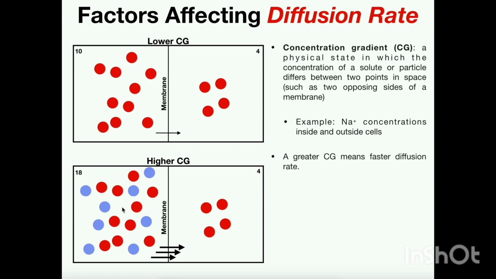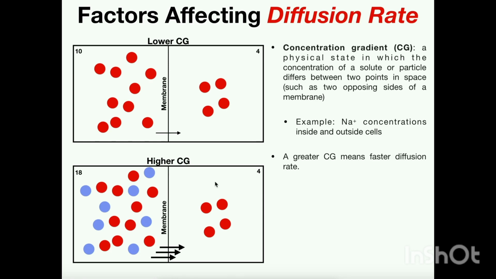So therefore, I have increased the concentration gradient. And we're still going to have net diffusion from left to right here, because that's from high concentration to low concentration, but the diffusion rate will actually be greater down here. So one way we could think about this is, the greater the discrepancy or difference between both sides of the membrane in terms of concentration, the faster the rate of diffusion.